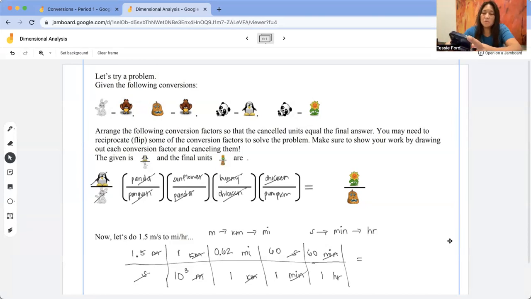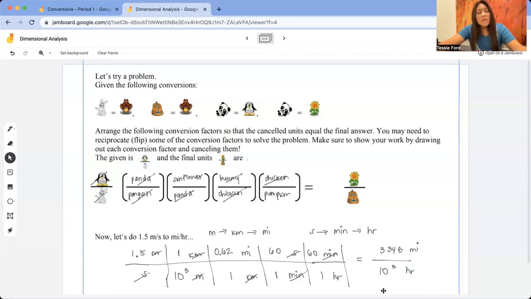You got 1.5 times 1, which is nothing, 0.62 times 60 times 60. I get this number, 3,348, and then miles. Oh gosh, 3,348 miles. That's only on the top, and divide by 10 to the third. I get hours. That's the only one that's not canceled.